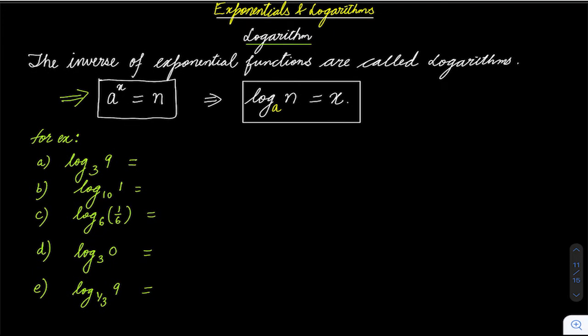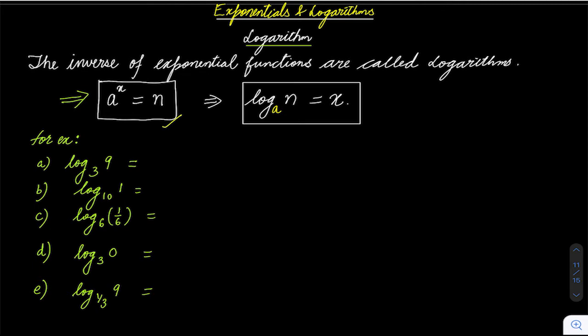If you have an equation like a power x equal to n, the same equation can be represented in logarithms like this: log of n to the base a equals x. Basically these two equations are exactly the same, no difference at all. The first equation is given in exponential form, the second in logarithmic form. So log of n to the base a equals x actually means n equals a raised to the power x.